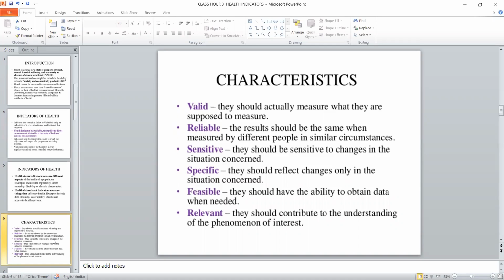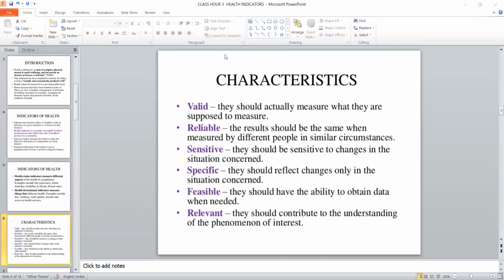Then the second one is reliability. That means the result should be measured on different people, a different range of people, at the same time with similar circumstances. Suppose we are measuring diet. One person is measured after supper, another one is fasting, the third person in the afternoon after dinner, and some before dinner. That is not the right collection of data. That data will not project the actual health indicator.